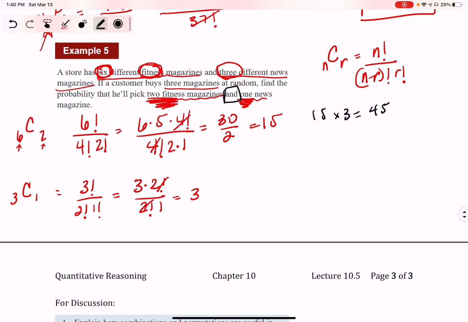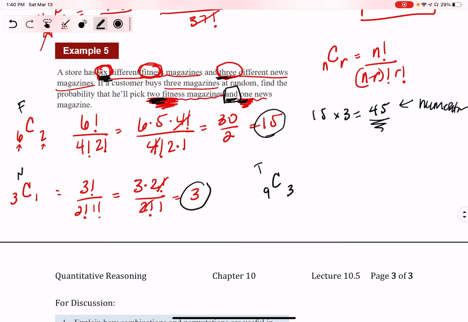Now we need to figure out the total from all 9 magazines. So this is where we have to do one more. 9, and we're still just picking 3. We're still looking for 2 fitness and 1 news out of the total of 9, that's 6 and 3, okay? So first we start off separate. We start off looking at just the fitness, just the news, and now this is together, okay? Before, we only needed one of those and then our total, but because we're using the word "and," we're putting 2 of them together. That's why we are using the fundamental counting principle with that 15 and 3 to come up with this 45 as our numerator.